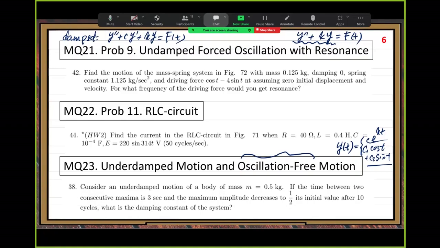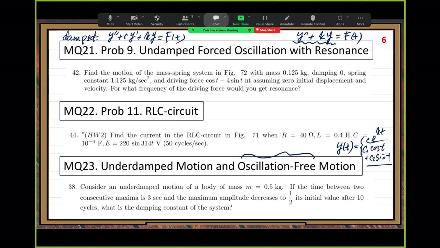The first one, this one, under-damped. So here, maximum amplitude decreases, maximum amplitude under-damped motion. So you have under-damped. When you see the word under-damped motion, you expect to have the second type of solution.